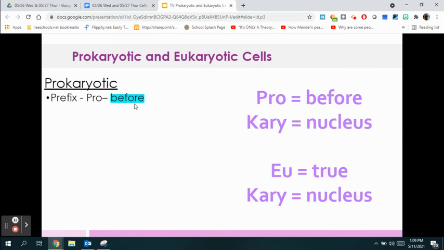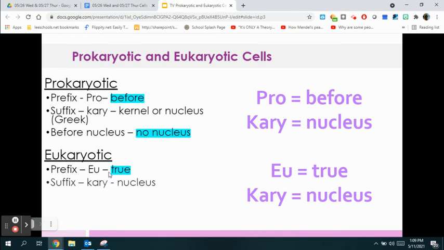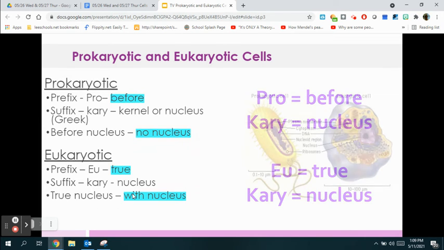Prokaryotic, the prefix pro means before. The suffix kary means kernel or nucleus. Before nucleus means it does not have a nucleus. Eukaryotic, the prefix eu means true. The suffix kary is nucleus. It means it has a true nucleus, so it has a nucleus.